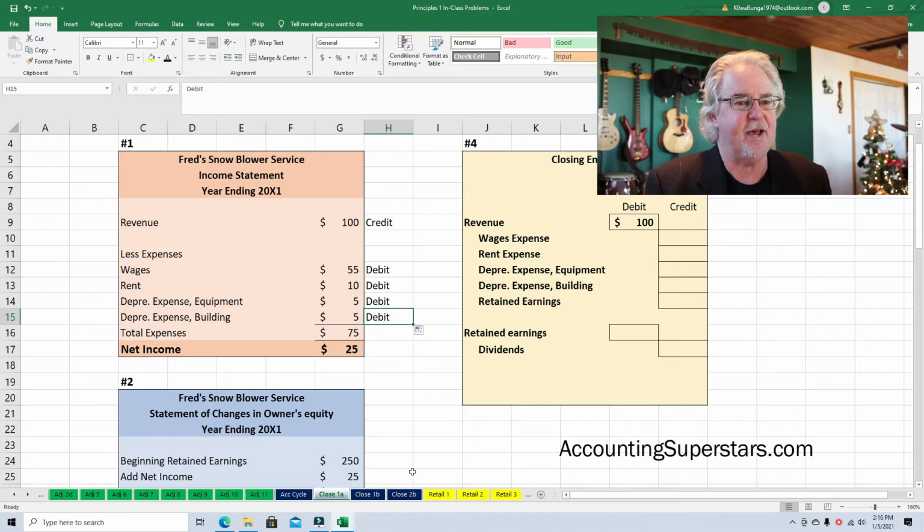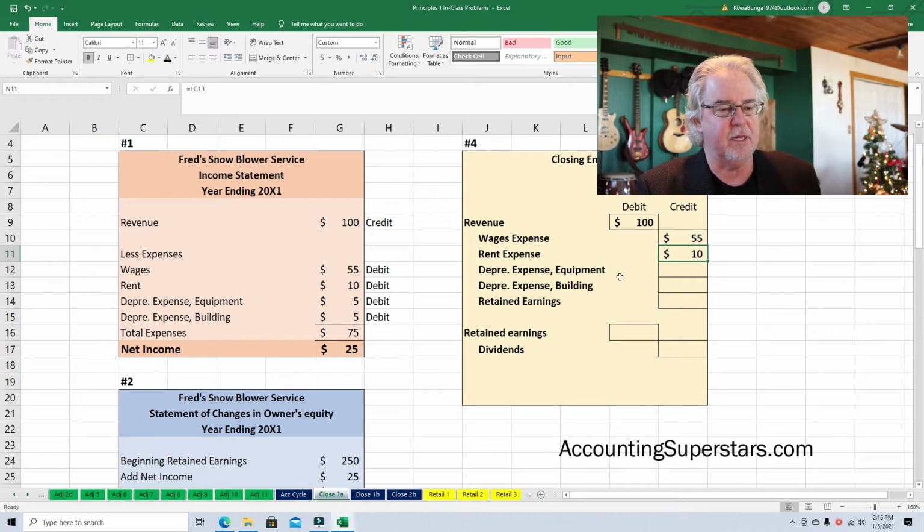All right. Now, to close out these expenses, since they're sitting here as debits, we need to credit them. So all you do is take this $55 and list it here as a credit. And take this rent expense as $10 and transfer it over. Okay. So these are the closing entries. So you do that for depreciation expense.